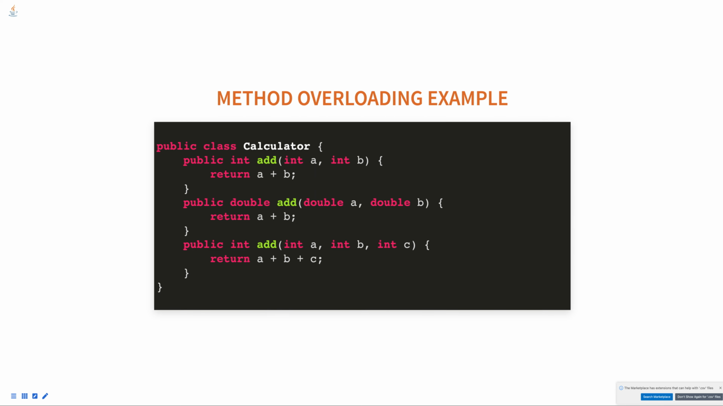In this example, the class Calculator has three methods with the same name, add, but different parameter lists. The first method takes in two integers and returns the sum of them. The second method takes in two doubles and returns the sum of them. And the third method takes in three integers and returns the sum of them.